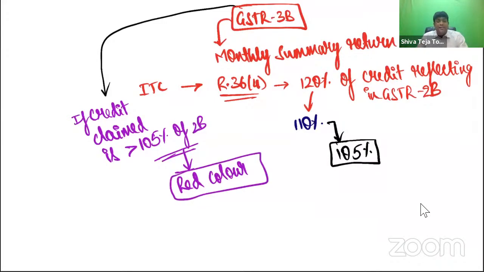So it's something like they are showing a red flag. Boss, get ready. You are claiming credit more than 105%. Please be prepared. There is a high possibility that tomorrow the GST department might come and issue a notice to you. Like that, they are showing a red flag there. If the box is turning red in color, how is it? I'll discuss that with you.